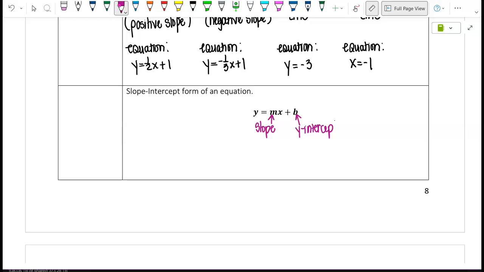If you go back to the tables we made in that first set of examples, if you look at the plus or minus number at the end of the equation, it ended up being our y-intercept. Now, slope is also known as rise over run, which can be found by the change in y divided by the change in x.